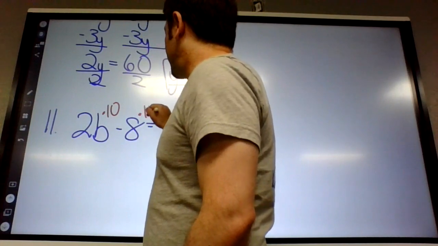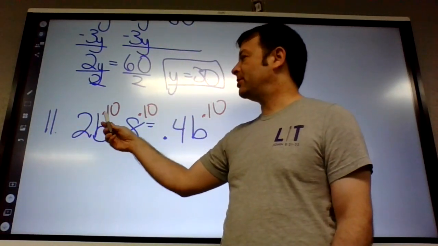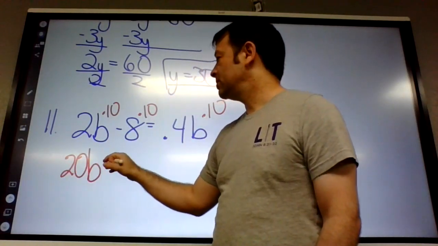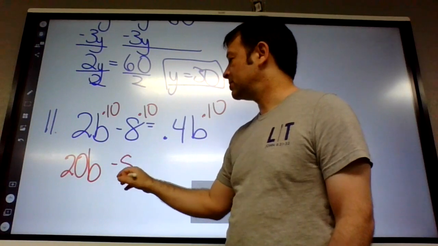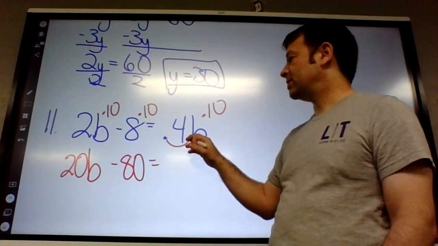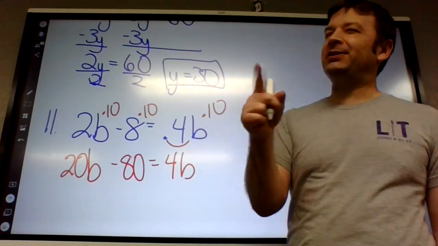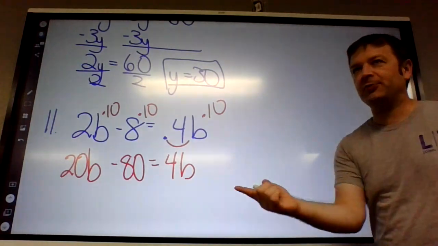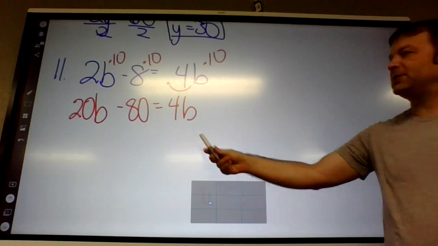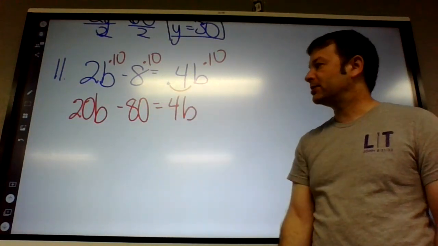Not too hard, because basically the decimal just moves over once. So 2b becomes 20b, and 8 becomes 80, and 0.4 becomes, I just move the decimal, 4b. So you don't necessarily add a 0. If it's a decimal, the decimal place just moves once. But this equation should have the same solution as this equation. Should work out the same.